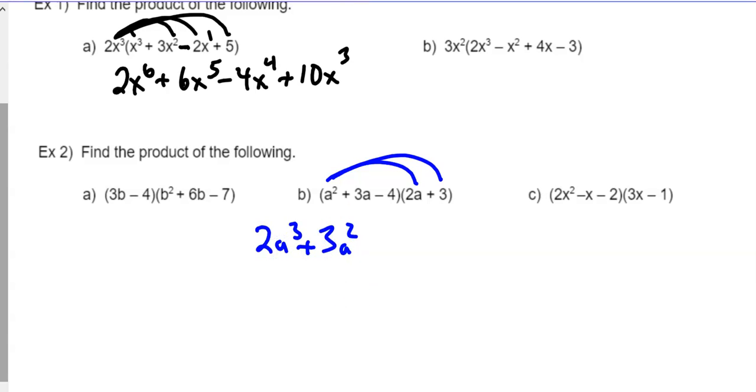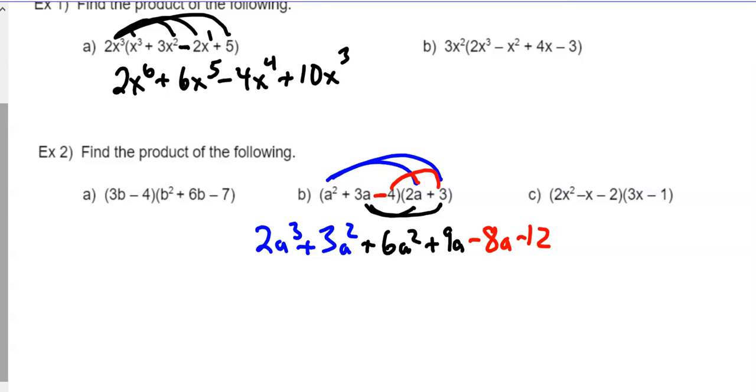Let me switch colors again. Now I've got to take the middle one times every term. So 3a times positive 2a would be 6a squared. 3a times positive 3 would give me plus 9a. And now I've got my last term. So again, I'm going to switch colors. Negative 4, so again, I've got to bring that negative. Negative 4 times 2a would be negative 8a. Negative 4 times 3 would give me negative 12.